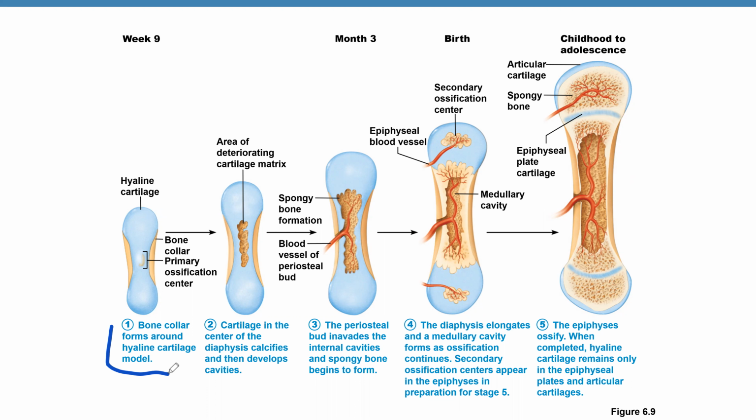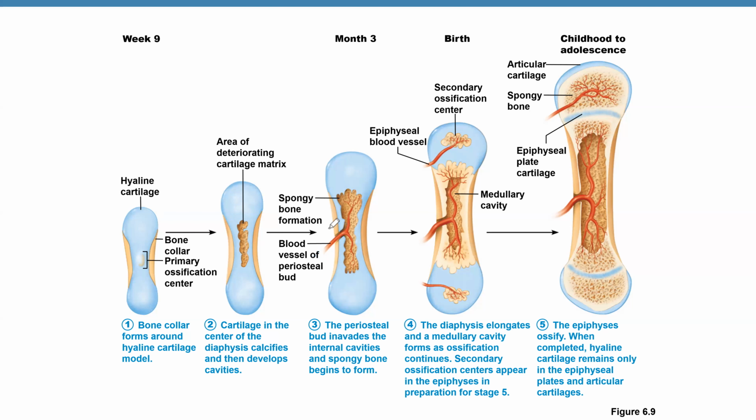So first, the bone collar forms around the hyaline cartilage model. So we form here the bone collar. Then cartilage inside the center of the diaphysis calcifies and dies, right? The cartilage calcifies and dies and develops cavities. So you can see an area of deteriorating cartilage matrix and a cavity is forming. Then we have the periosteal bud, and the periosteal bud is made of blood vessels, and it brings bone cells into the cavity.